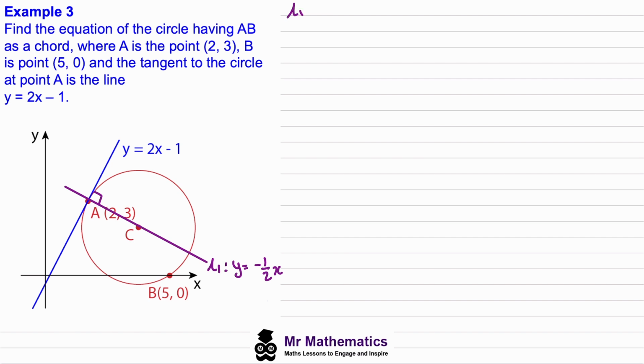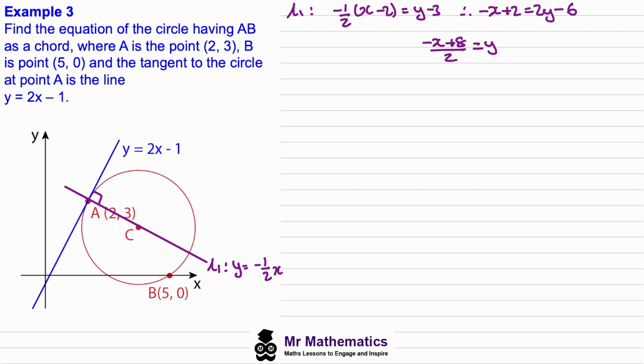So for L1, we can use the equation of a line. We've got negative 1/2 multiplied by (x minus 2) will equal y minus 3. We can expand out the brackets and move this division of 2 to the right-hand side. So therefore we get negative x plus 2 will equal 2y minus 6. So the equation of line L1 will be y equals (negative x plus 8) divided by 2.